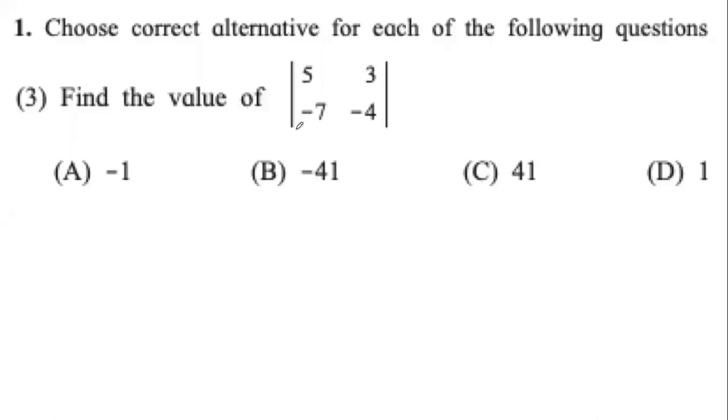So in this question, a determinant is given. Where is the determinant? This is the determinant. If you remember, these are the rows and these are the columns. There are 2 rows and 2 columns. So this is a determinant of degree 2.